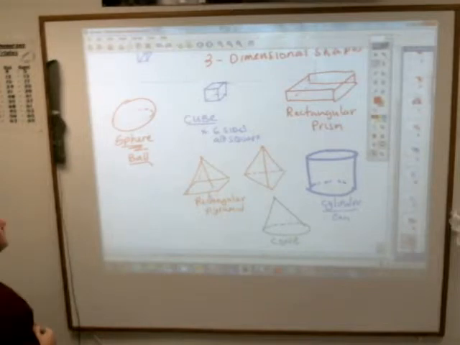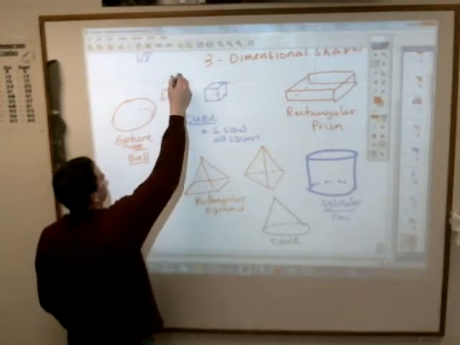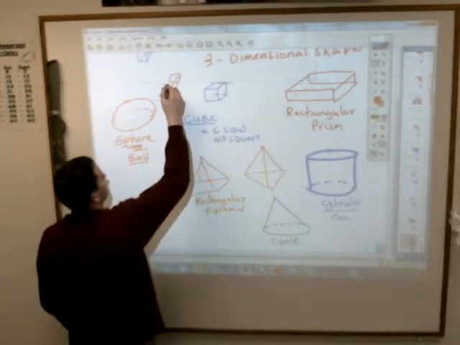Okay, prisms are easy. Start with a rectangle. Draw another rectangle up and to the right. And connect the corners.